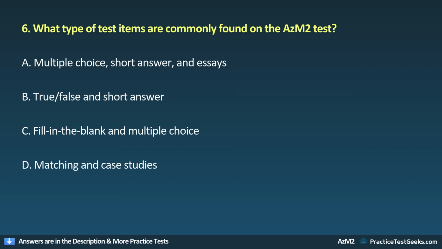6. What type of test items are commonly found on the AzM2 test? A. Multiple choice, short answer, and essays. B. True, false, and short answer. C. Fill in the blank and multiple choice. D. Matching and case studies.